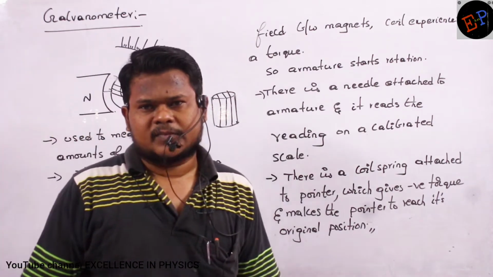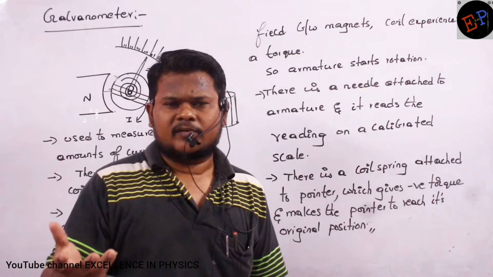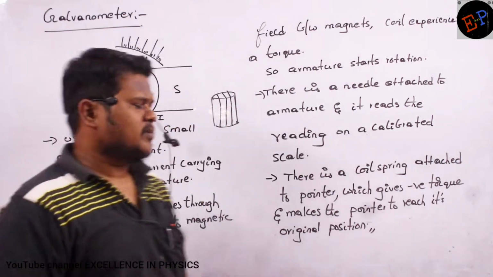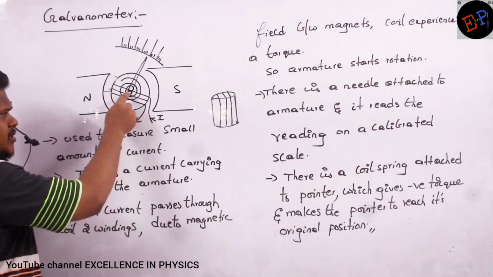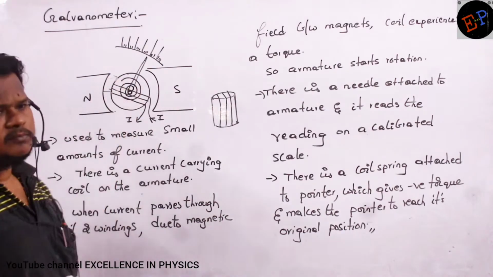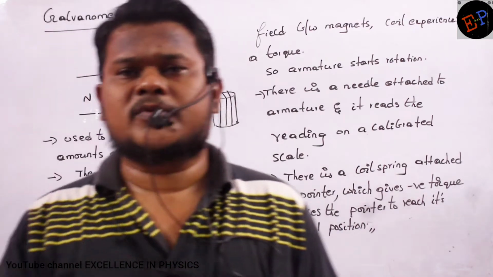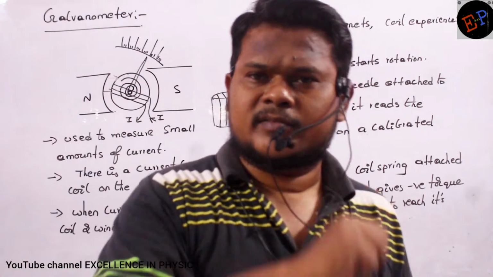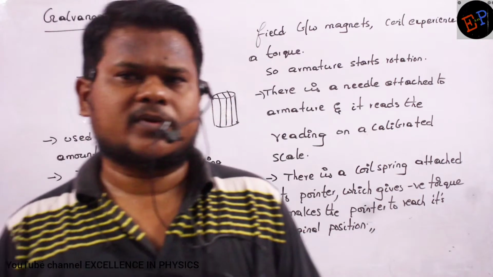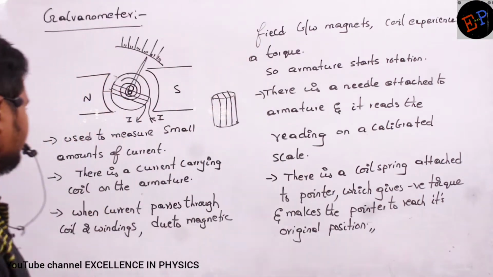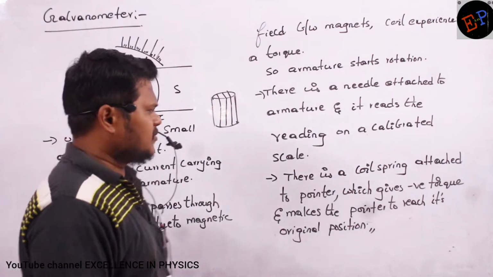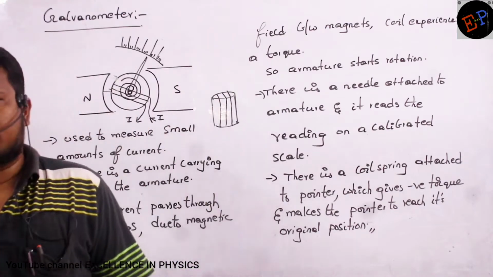Because the needle should return to its original position, we attach this needle to a hair spring or a coil spring, which provides an anti-torque, or an opposite torque, by which the needle returns to its original position. So this is the method of measuring very small amounts of current by using galvanometer.